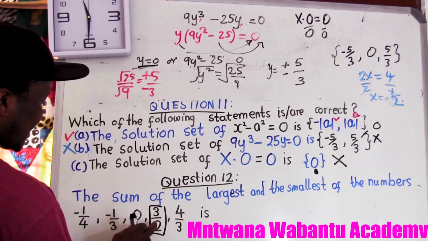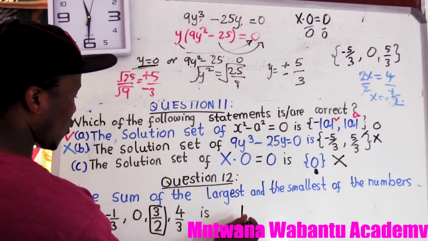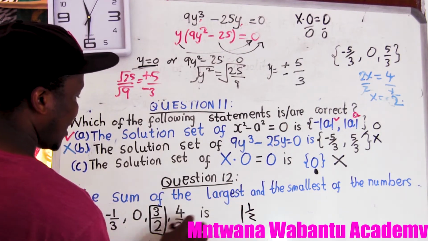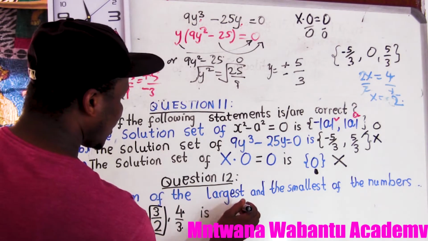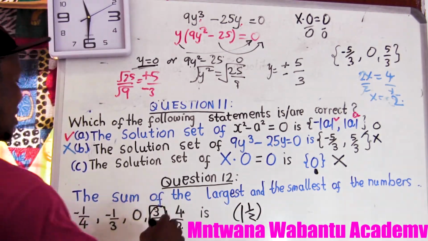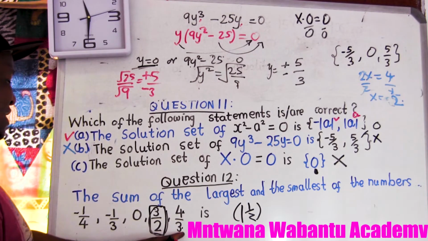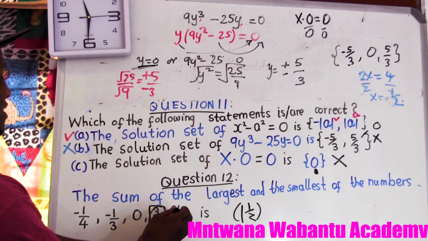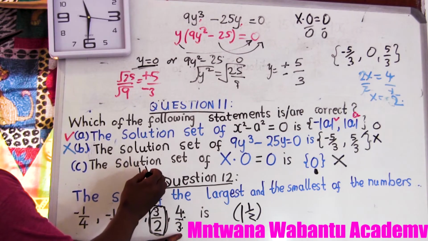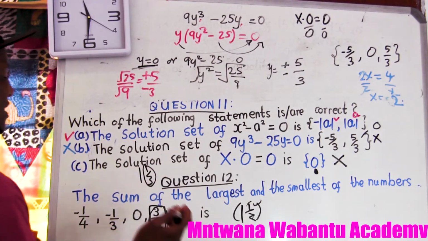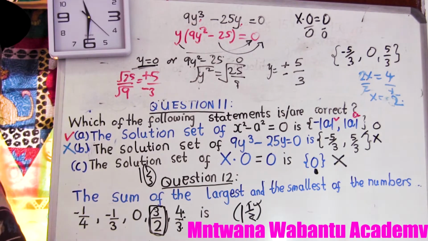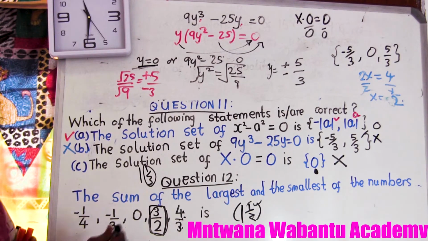You know why? Because how many 2 in 3? 1, and I'll be left with 1 and a half. But how many 3 in 4? Let's see. So for me, this is the biggest, because this is smaller. How many 3 in 4? 1, and I'll be left with 1 over 3. So look, 1 and a half is bigger. 1 over 3 is too small. It's not even a half of it. See? So this is bigger.